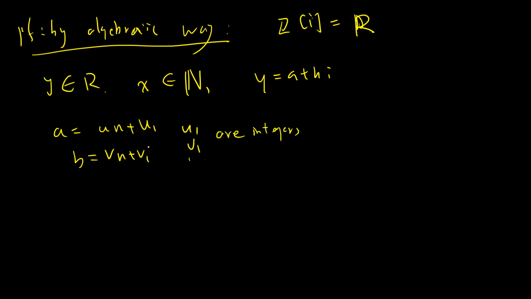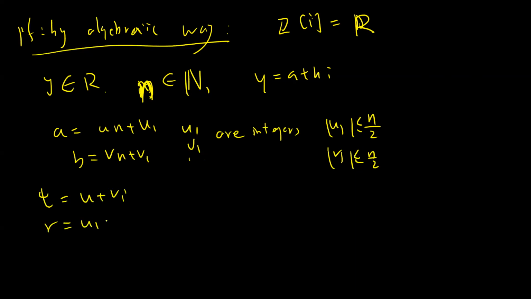So I can control u1 and v1 to be less than n divided by 2, where this is n. So I can make the absolute value of u1 less than n divided by 2, and v1 less than n divided by 2. Then let t be u plus vi, and r be u1 plus v1i.